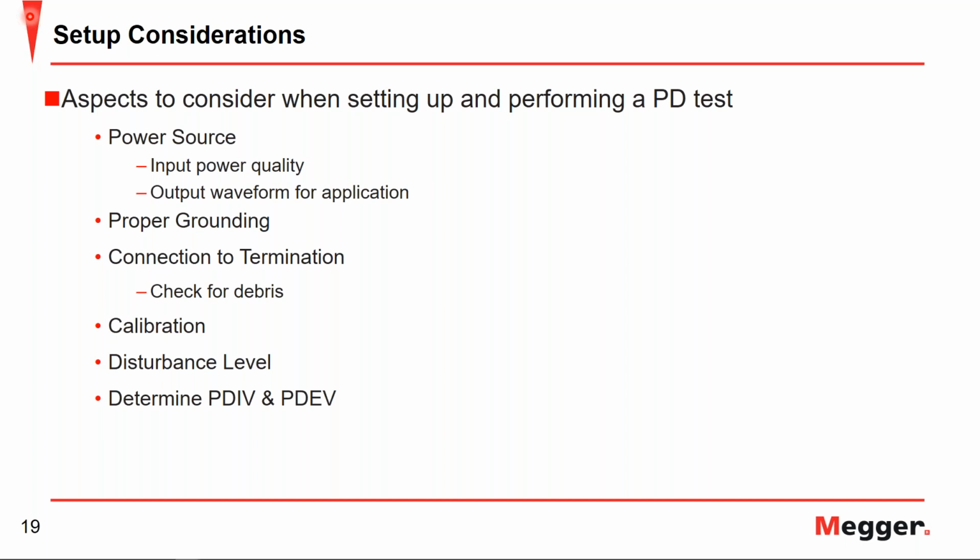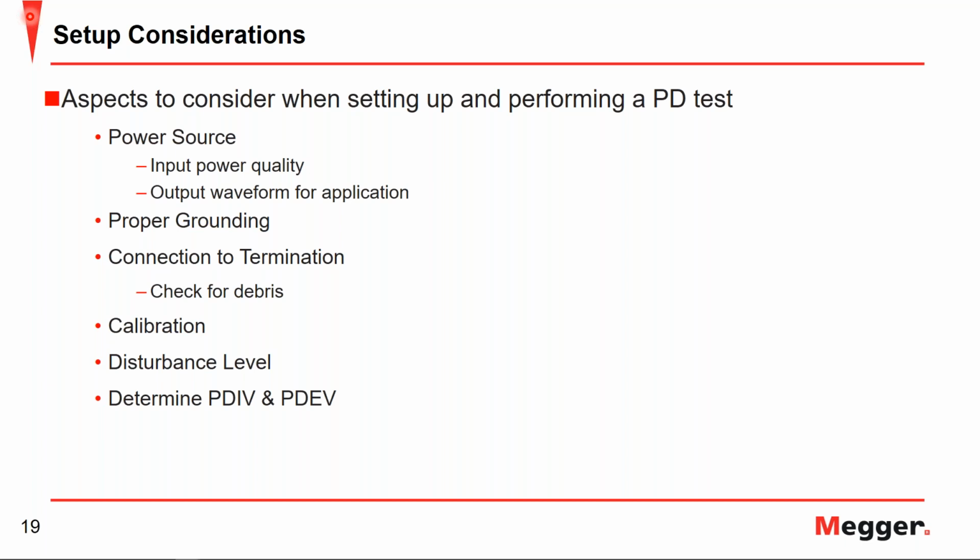Next is to pay attention to proper grounding. This is very important. This is not only for your safety and the instrument safety, but also for the quality of measurement, to be honest. If you have maybe loops in your grounding or poor grounding, then it's going to affect your measurement, and it could lead to some erroneous results or difficulty in finding the partial discharge. So proper grounding is a big one there.